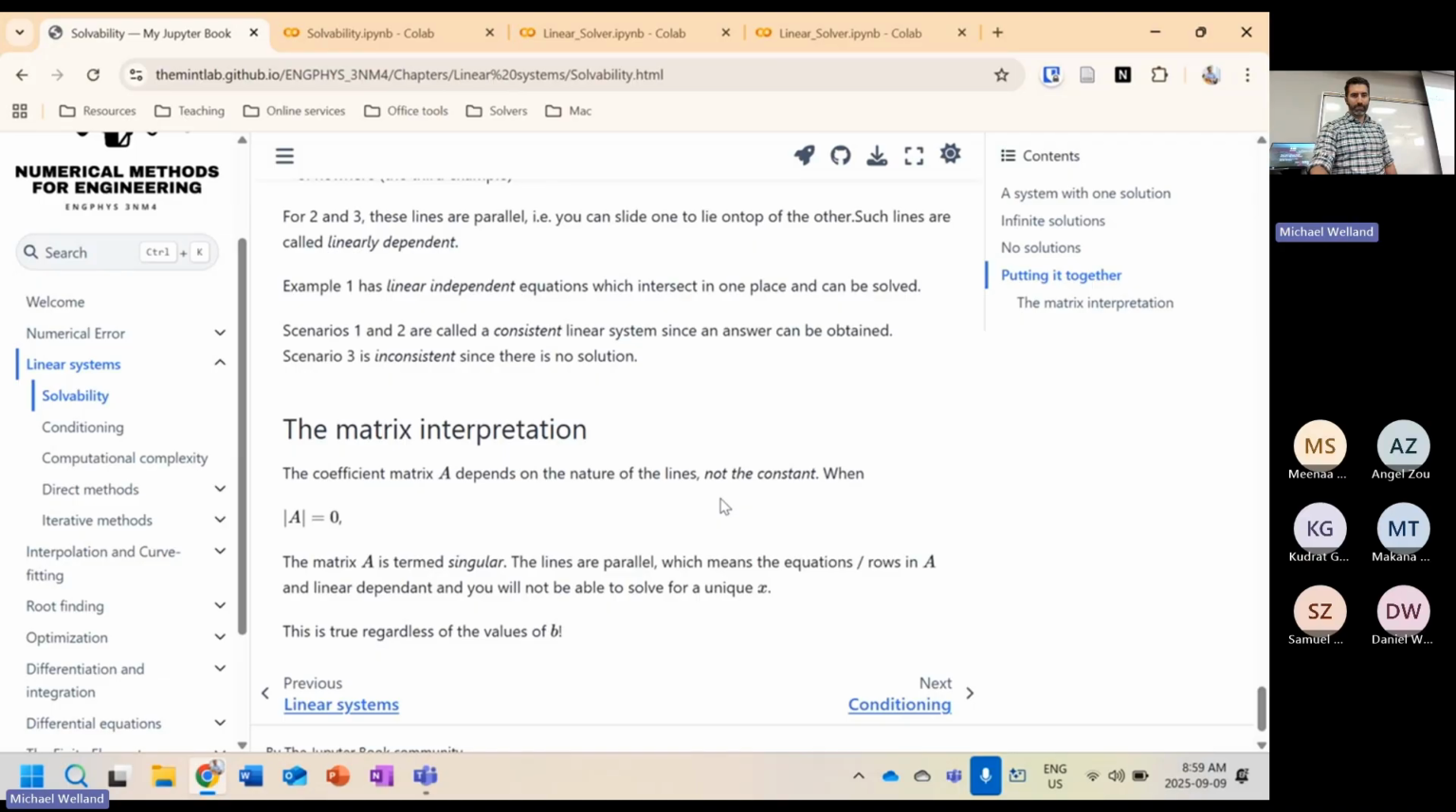Right. Okay, and we talked about this. In the case where the determinant of A is 0, the matrix is called singular. Singular matrices are a giant pain. But it's surprisingly common.